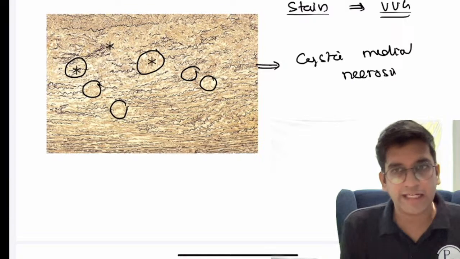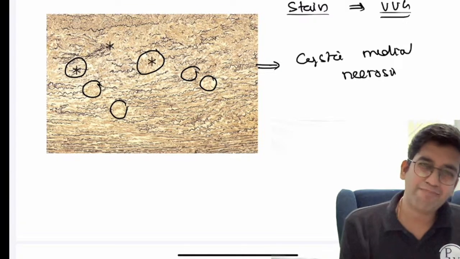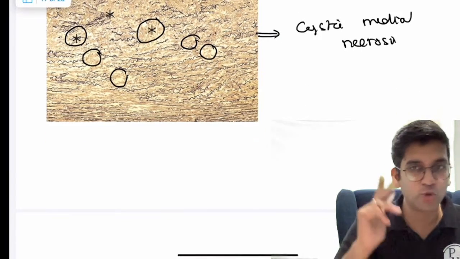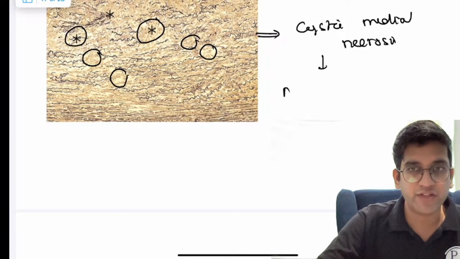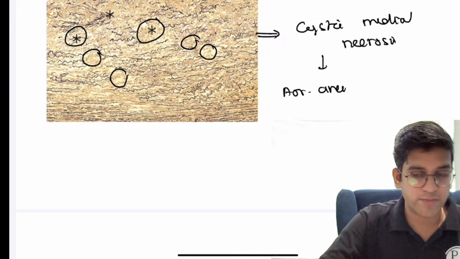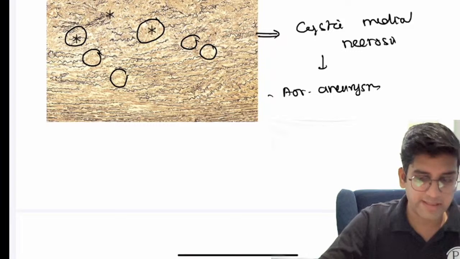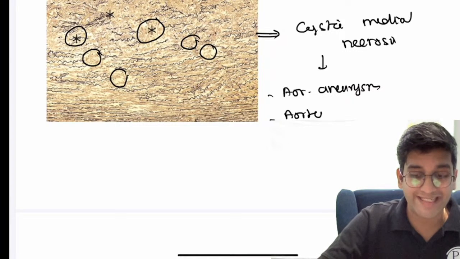Not in temporal arteritis. I'll definitely come to temporal arteritis soon. Might not be exactly in old age also. There are two options I want you to remember. It can be seen in aortic aneurysm. This might be new for you, right? Don't forget this. And also seen in case of an aortic dissection.